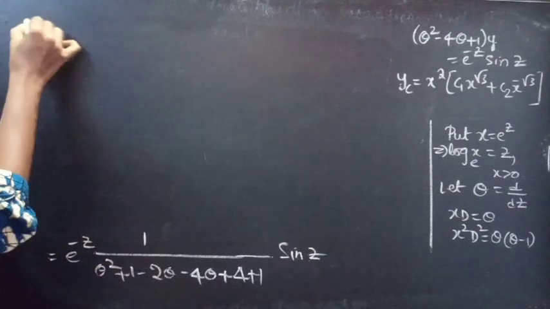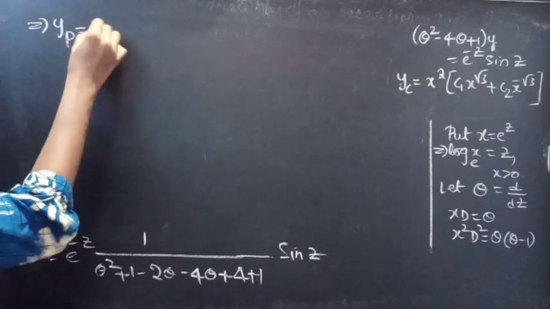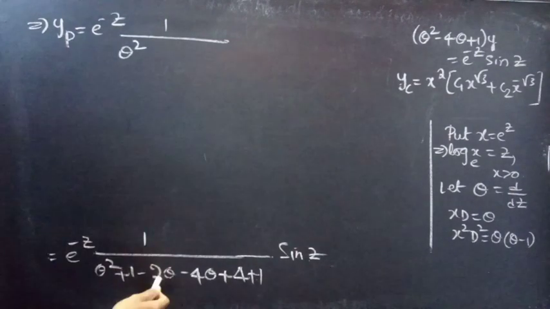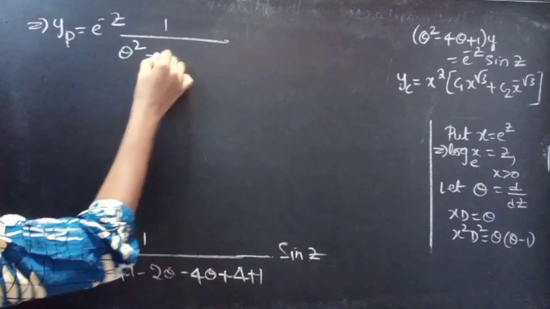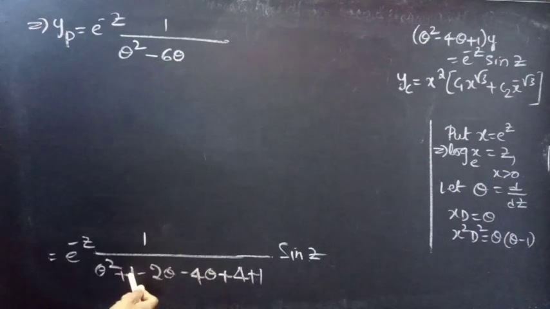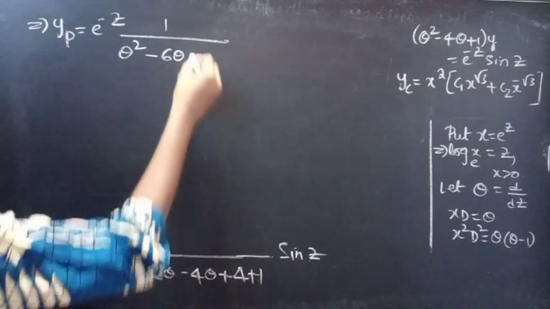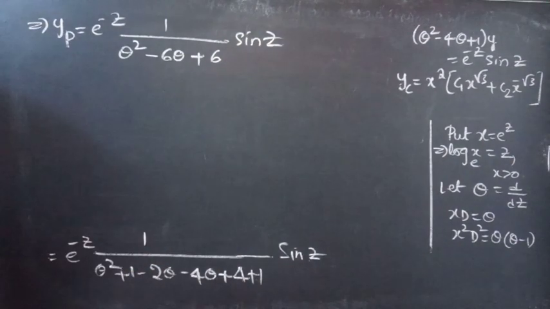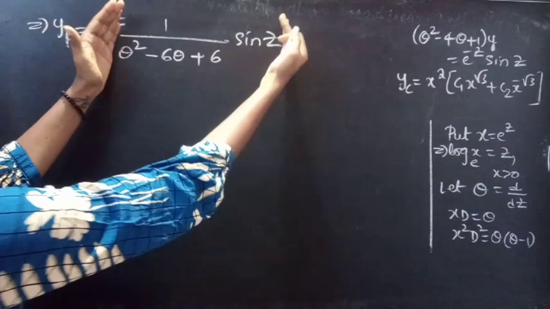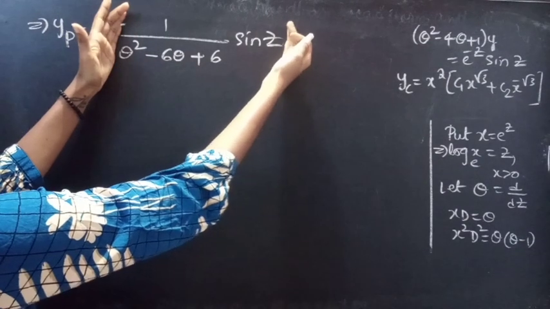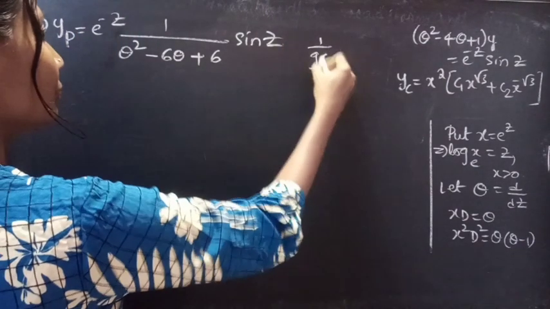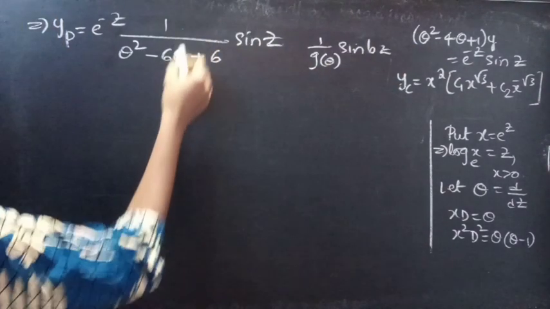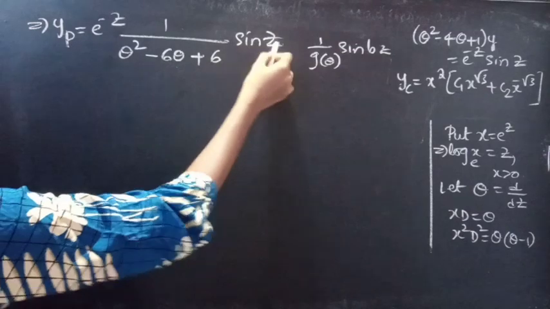Now YP becomes e power minus z into 1 by theta square minus 2 theta minus 4 theta, which is minus 6 theta, plus 1 plus 4 plus 1 is 6, into sine z. And here we are having 1 by some function of theta into sine bz form, right?